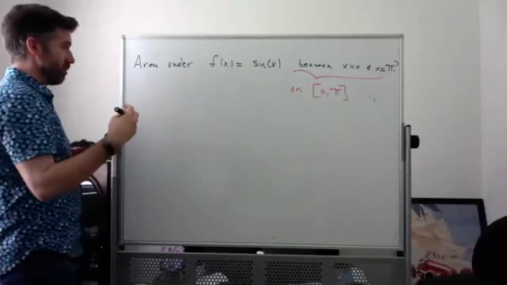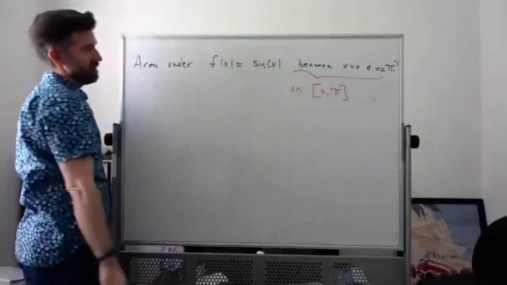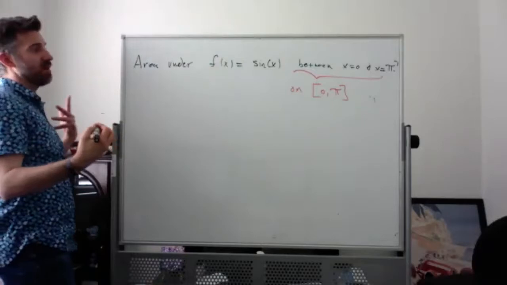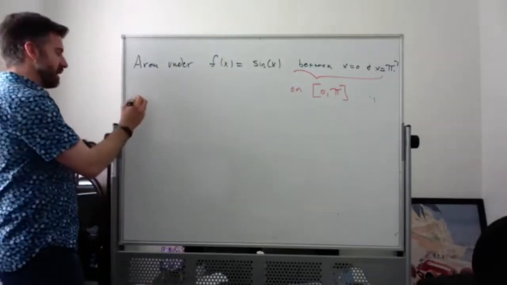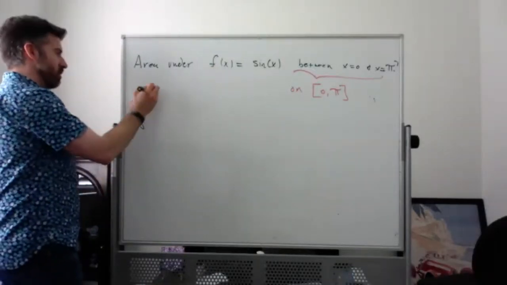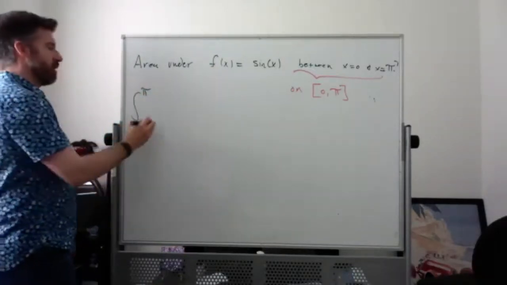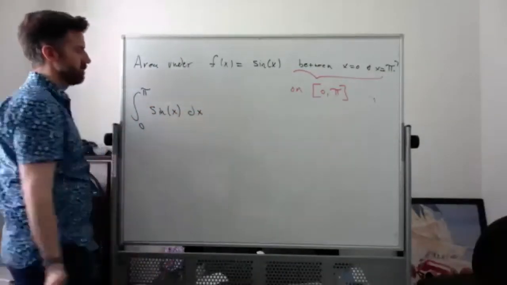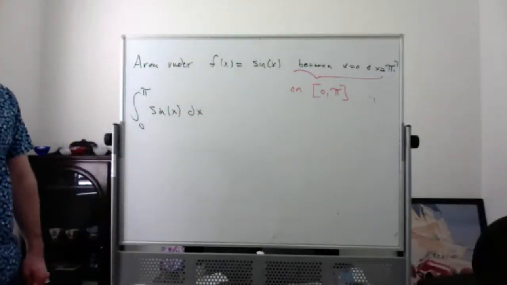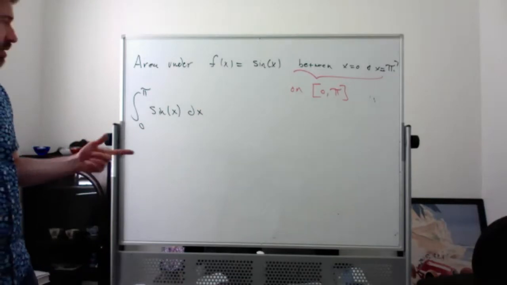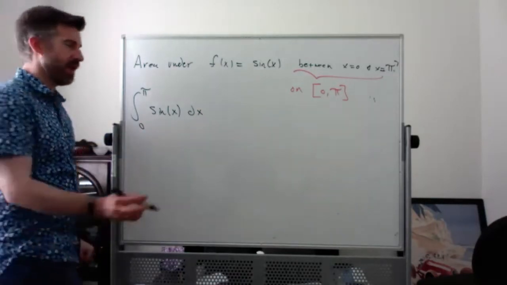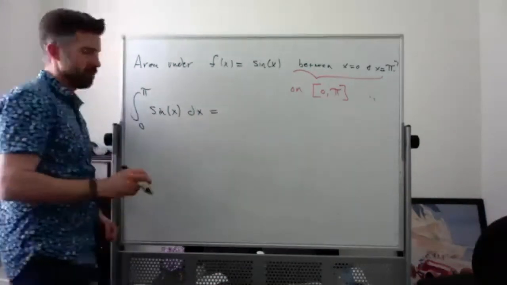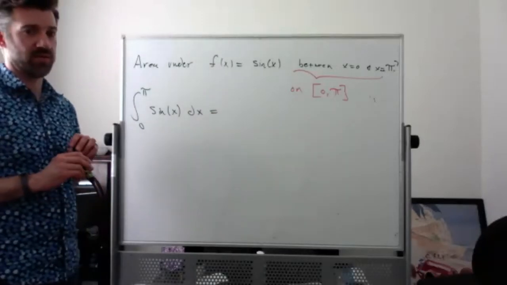So again, if someone says the question this way, the first thing I'm going to do is say, oh, I need to write an integral from 0 to pi of sine of x dx. And then two steps. Antidifferentiate. Okay. What do you guys think? What's the antiderivative of sine of x?